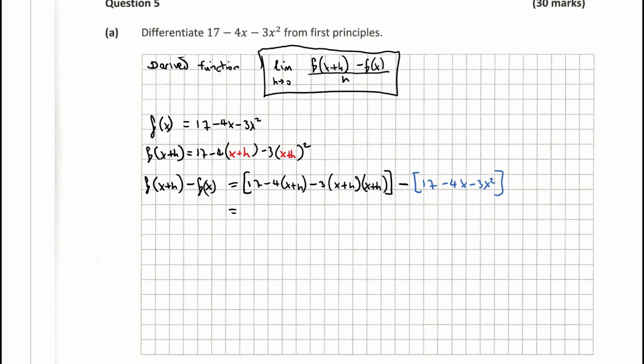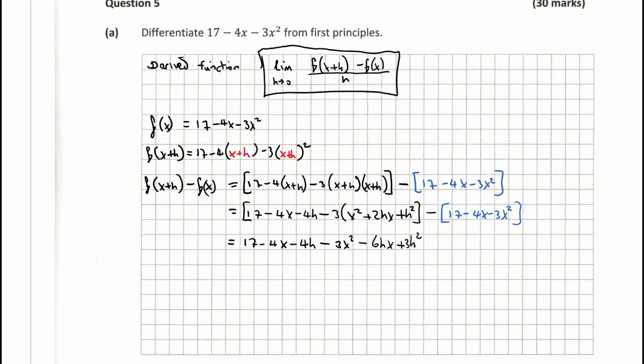So working out this bracket here, we're going to get 17 minus 4 times x, which is 4x, 4 times h, which is minus 4h, minus 3 times, now when I expand these two brackets, we get x squared plus 2hx plus h by h, which is h squared. And then I'm subtracting my f of x, which is 17 minus 4x minus 3x squared. I'm just going to multiply in this 3 now, so that's giving me 17 minus 4x minus 4h minus 3x squared minus 6hx plus 3h squared. What I'm doing there is multiplying that negative 3 into the bracket. I'm now coming over to this section where I'm multiplying in this minus. So we just basically change the signs. Minus multiplied by 17 is minus 17. Minus 1 multiplied by minus 4x is a plus 4x. And minus 1 multiplied by minus 3x squared gives me a plus 3x squared. And that's everything taken out of the bracket.